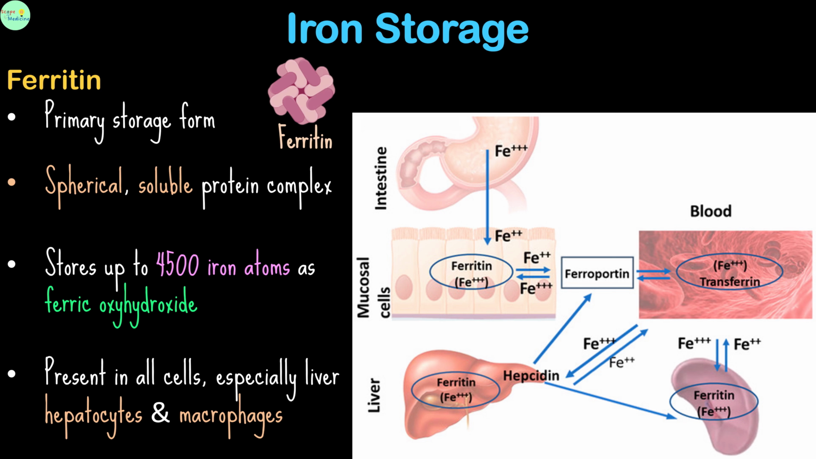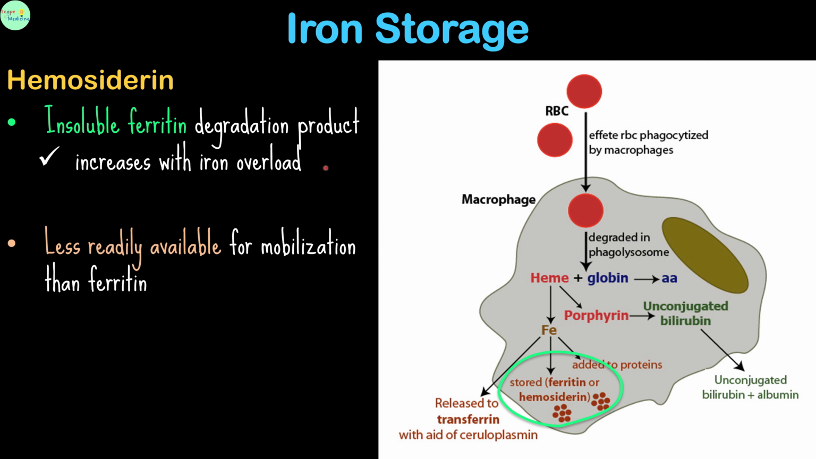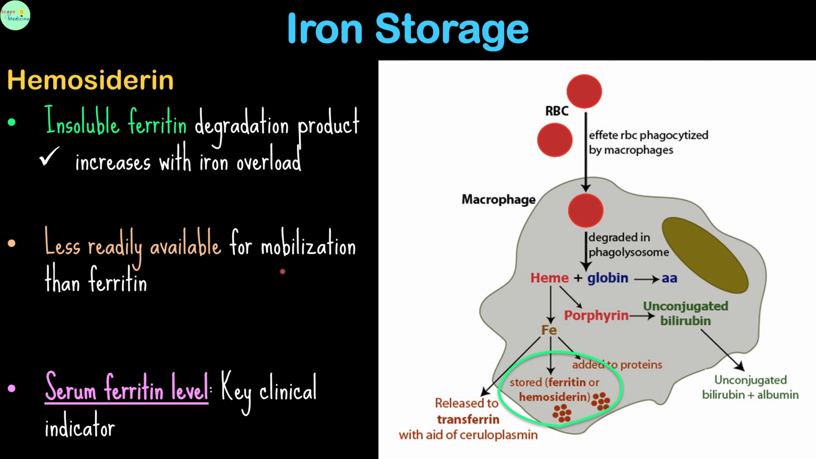Hemosiderin is an insoluble, aggregated degradation product of ferritin that accumulates in lysosomes, particularly when iron stores are very high. Iron in hemosiderin is less readily available for mobilization than iron stored in ferritin. Clinically, the serum ferritin level is a crucial laboratory indicator of total body iron stores, with low levels indicating depletion and high levels suggesting overload or inflammation.